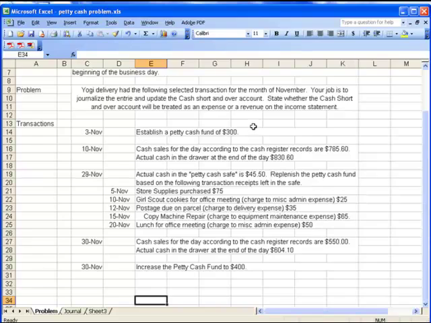The next transaction is on November 10th. It says cash sales for the day, according to the cash register records, are $875.60. The actual cash drawer at the end of the day had $830.60 in it.